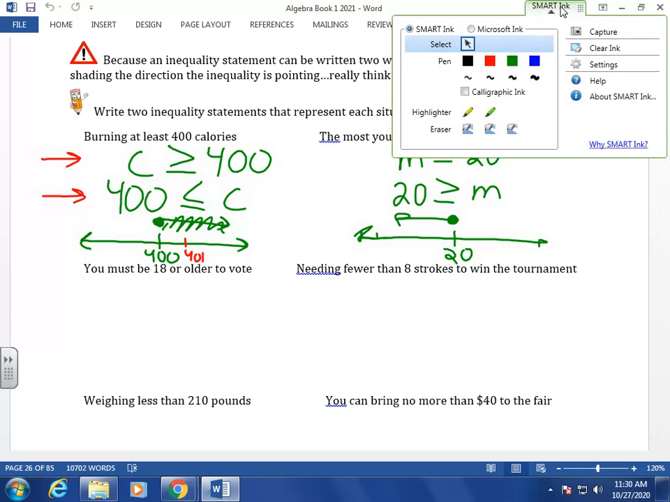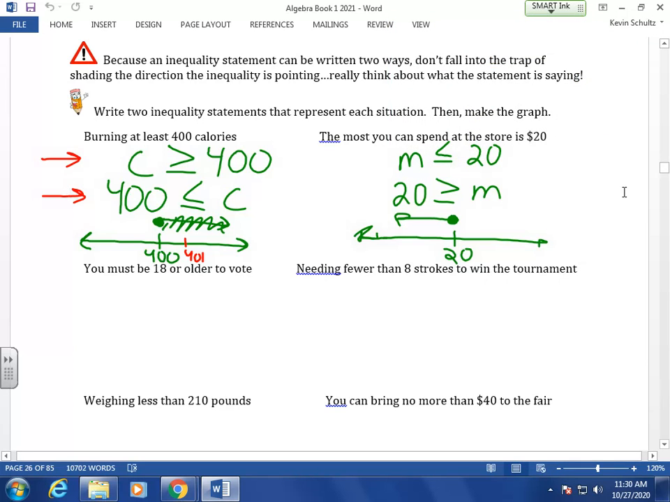All right, on the second page then. You must be 18 or older to vote. We don't have any phrases like this up in our chart up there, but just think about this. You must be 18 or older to vote. The age that you need to be to vote, what's the relationship with your age and 18?